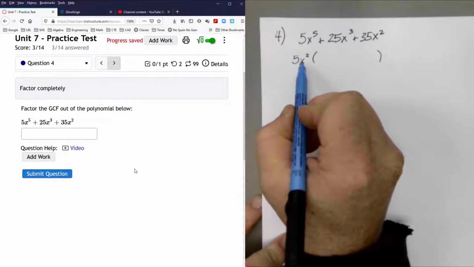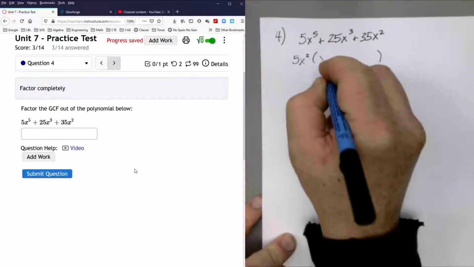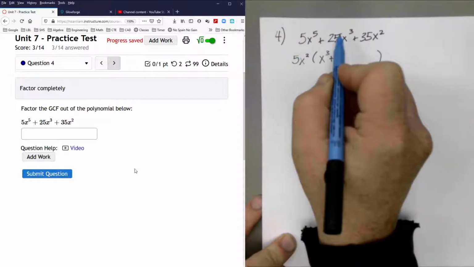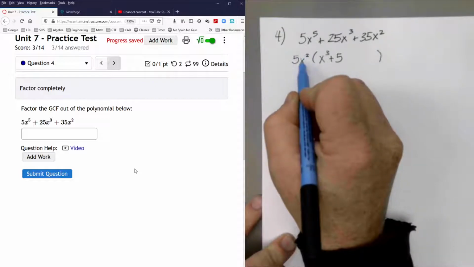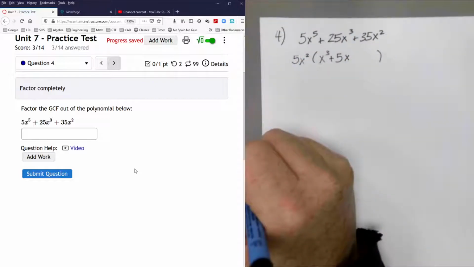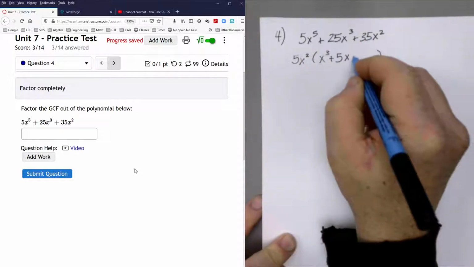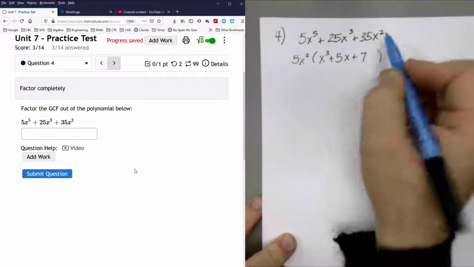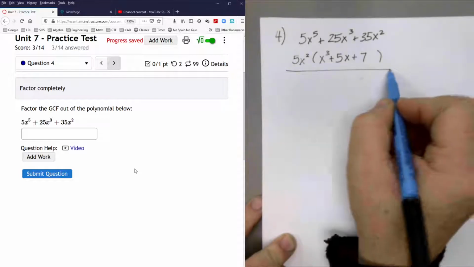Here I have 5x to the 2nd power. I need 5x to the 5th power, so I need x to the 3rd power right there. Here I've got 5. I need 25, so I need to multiply that by 5. Here I've got x squared. I need to get x cubed, so I need to multiply one more x there. And then 5 times 7 gives me 35, and here I've got x squared. I've already got an x squared, so I don't need any more x's, so this would be my answer.